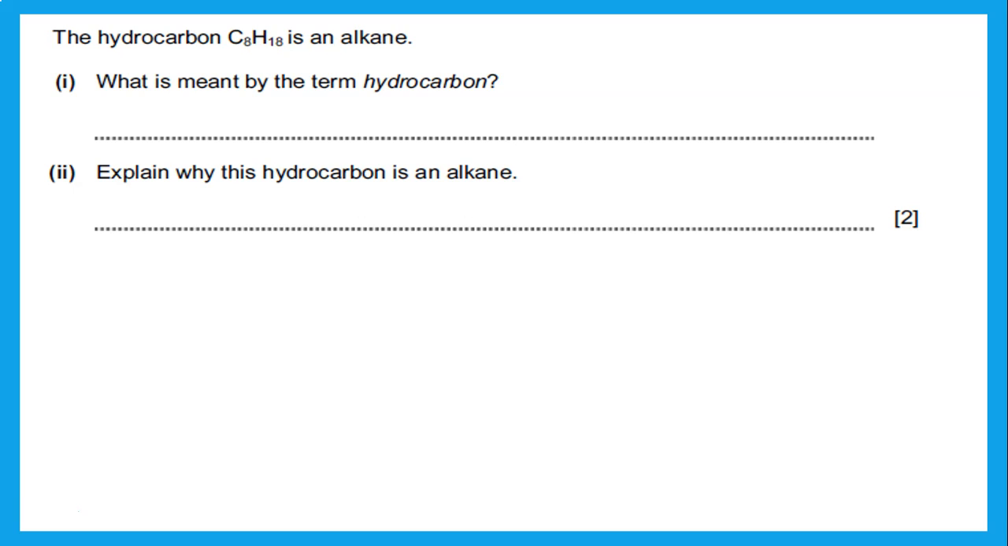What is meant by hydrocarbon? Remember, the word hydrocarbon means organic compound having carbon and hydrogen only. Please do not forget the word only, because all organic compounds have carbon and hydrogen. But if they have carbon and hydrogen only, nothing else, no oxygen, no bromine, nothing else, then it is a hydrocarbon.